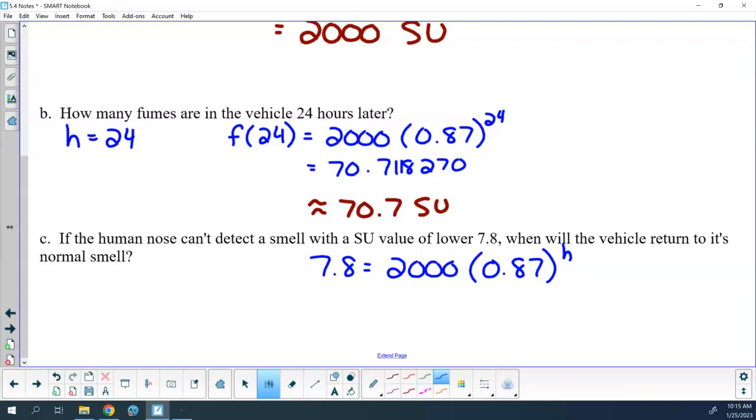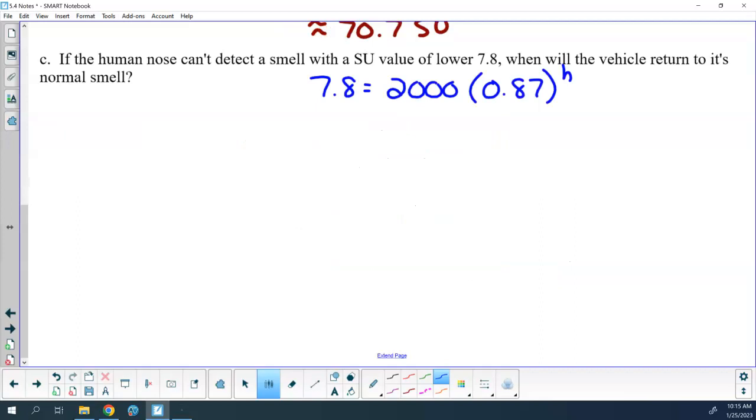We want to solve for h. How am I going to solve that for h? Can't yet. Divide by 2,000 first, because what do we have to do? Isolate, the first step. Isolate, then switch forms, then solve. Okay? So we first have to divide both sides by 2,000.